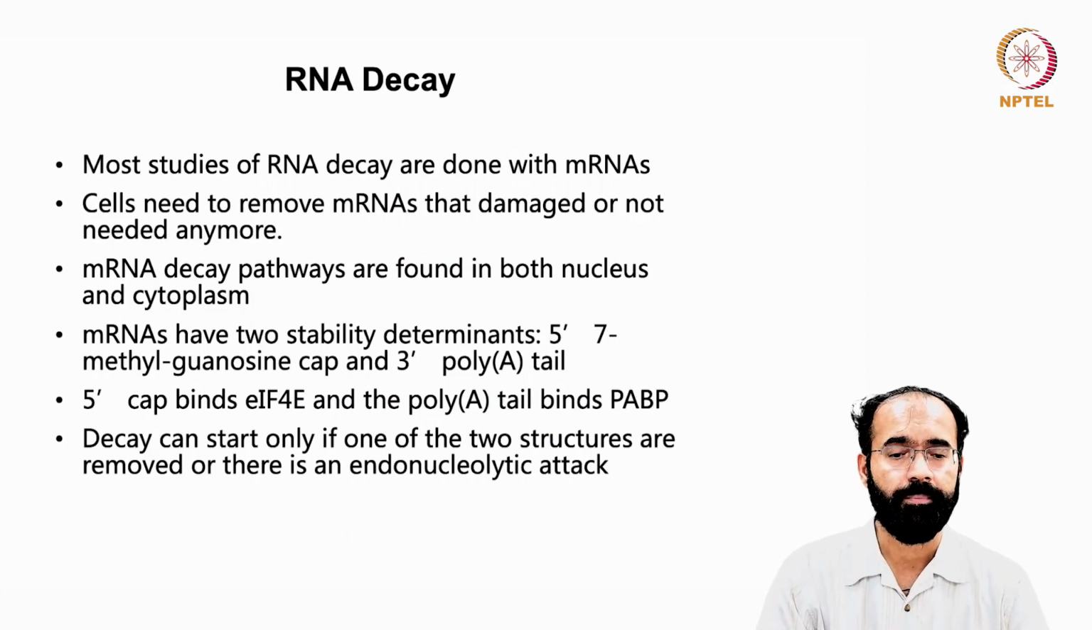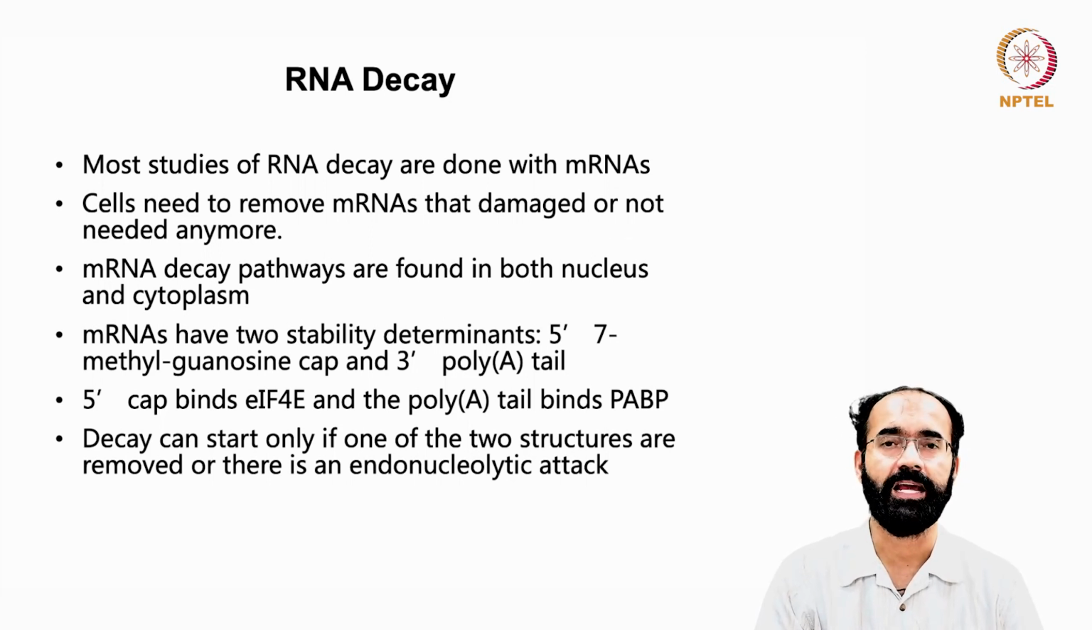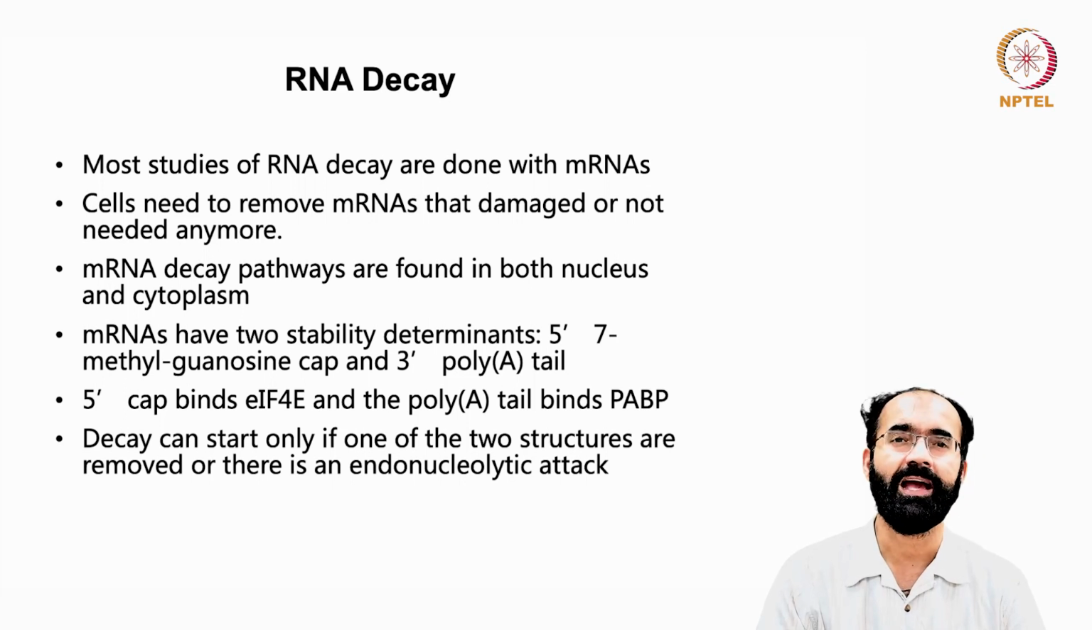Most studies of RNA decay are done with mRNA, with a purpose, because mRNAs are diverse and unique. A given mRNA may have a longer lifespan, but that may not be so for tRNA, ribosomal RNA, etc., because they are mundane RNAs. They don't have any special identity to them. Although they are important and essential, they have a mundane, routine job. Whereas for mRNA, that is not the case.